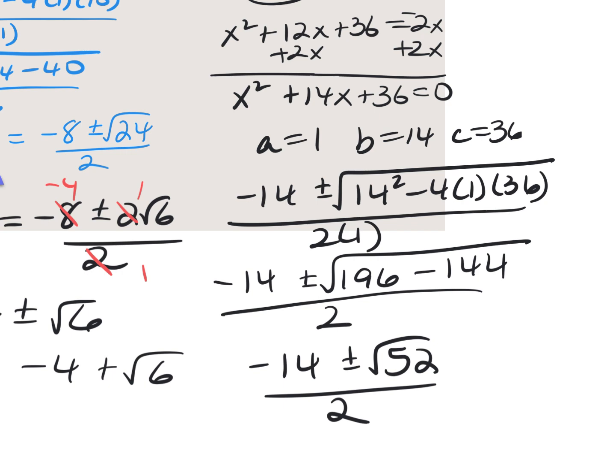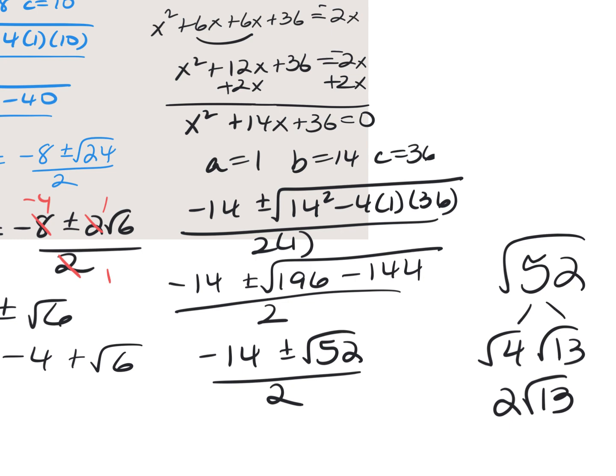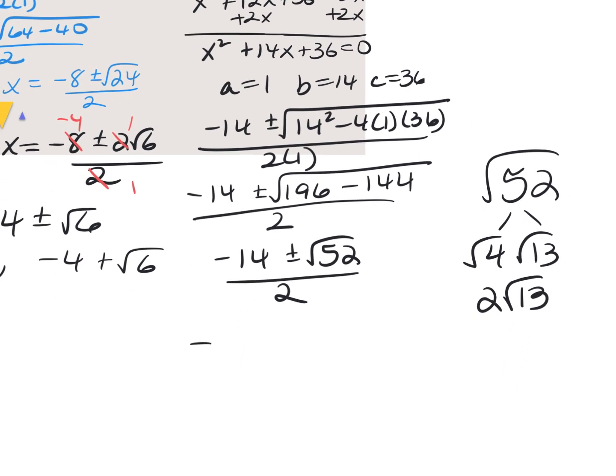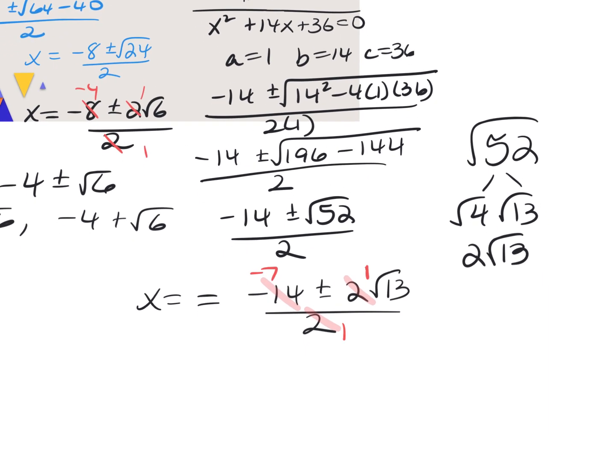I can simplify, do a factor tree. I know that 4 times 13 will give me 52. So 2 square root 13 is the square root of 52 simplified. So x is equal to negative 14 plus or minus 2 square root 13 over 2. Now simplify. So divide all these by 2. This becomes a 1, and a negative 7. So the final answer is negative 7 plus or minus the square root of 13.